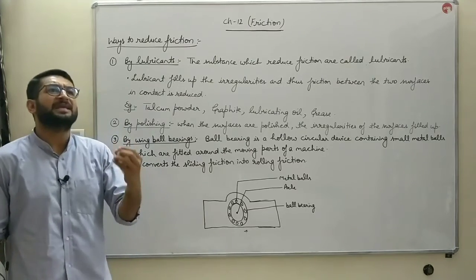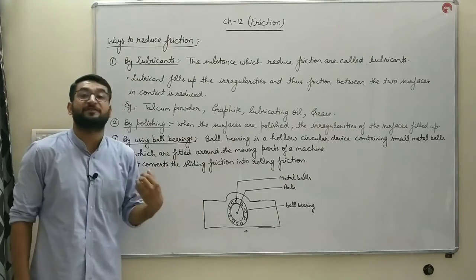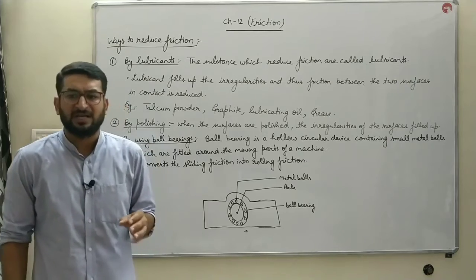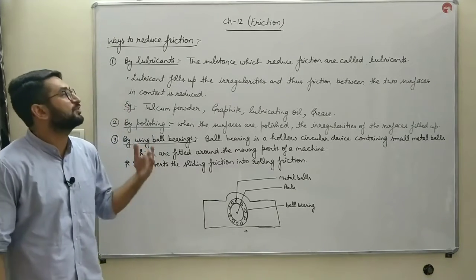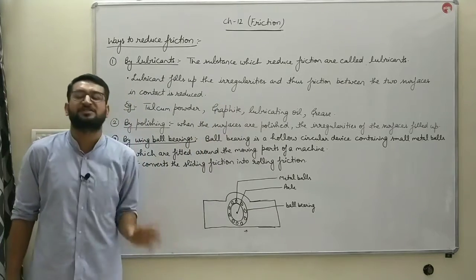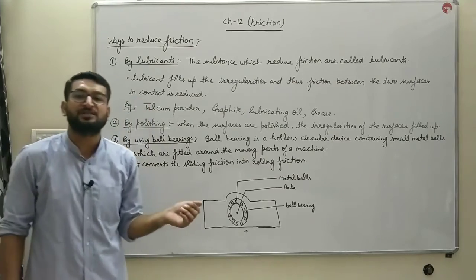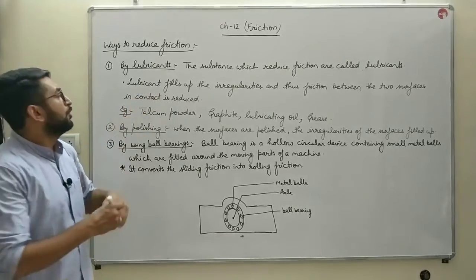So a lubricant is used on a surface where we want to reduce the friction. What is the lubricant? Any substance that brings the smoothness or that removes the roughness of a surface is known as lubricant. Any substance which reduces the friction by filling the irregularities is known as lubricant. What does this lubricant do?